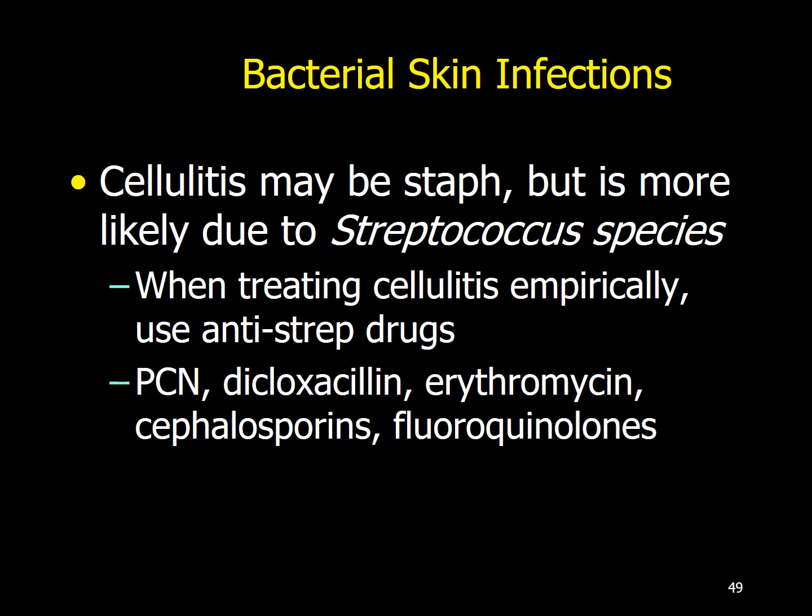dicloxacillin, which is a methicillin-sensitive form, or maybe I didn't mention that, but dicloxacillin is the oral version of methicillin, basically. If the patient is penicillin allergic, you can give erythromycin. That covers strep. Some of the first-generation cephalosporins will cover strep. You need to look it up. And for that matter, some of the broader cephalosporins, like Rocephin, will also cover strep. And the fluoroquinolones are not typically your first choice, but they are an option.